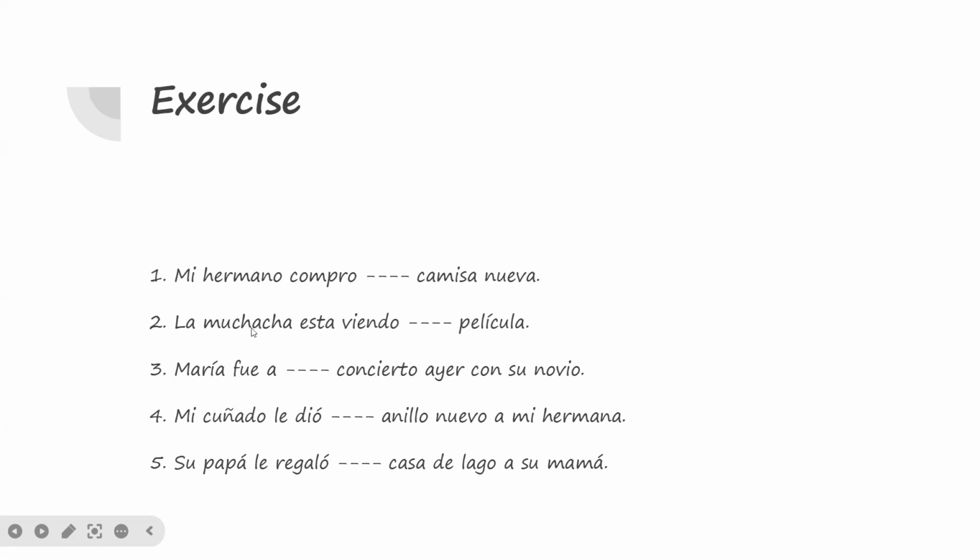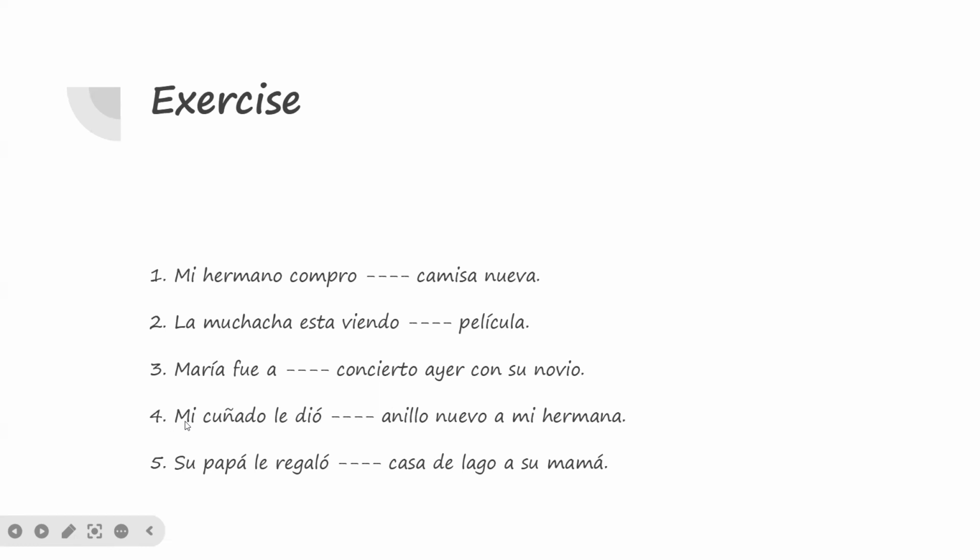Number 2. La muchacha, so the girl, está viendo, is watching, dash, película, a movie. So how would you say a movie? The same thing. This ends in a, so we know that it is feminine. The girl is watching a movie. Una película. Good job. Number 3. María fue a dash concierto ayer con su novio. So Maria went to a concert yesterday with her boyfriend. Un concierto, because we know that the word ends in o, so it is masculine. So we put un concierto.